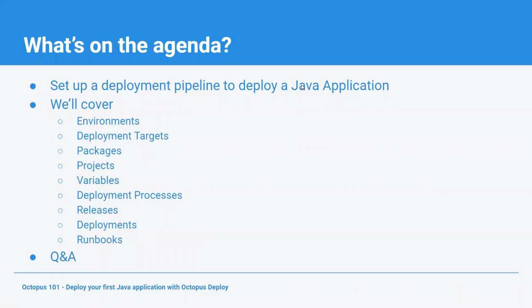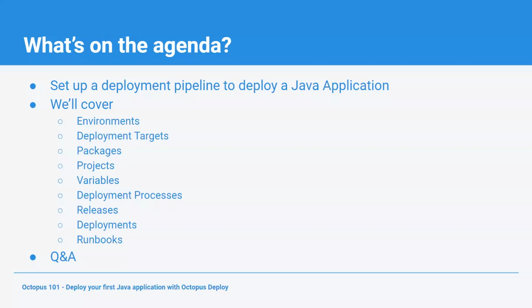So what are we going to do today? We're going to be deploying a Java application to Tomcat, which is running on Ubuntu Linux. We're going to do it using Octopus. We're going to be covering a lot of topics in Octopus, not going to be going really in detail, but we're going to go from a fresh instance of Octopus to deploying our Java application to development, test, and production.